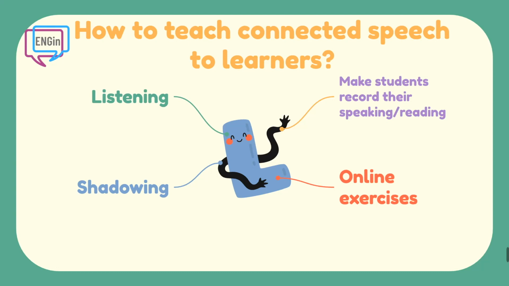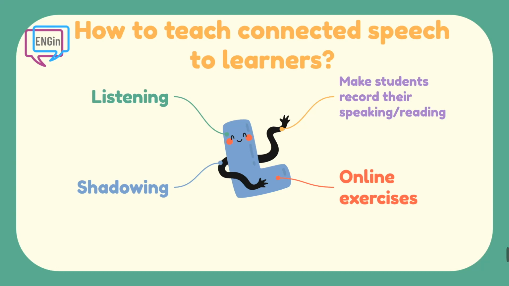So, how do you teach connected speech to your learners? To begin, choose a short audio or video piece or sentence that demonstrates connected speech patterns. Play the clip for your student and ask them to listen carefully to how the words blend together. Then have your student repeat the sentence, imitating the connected speech patterns they heard. Encourage them to pay attention to the linking sounds, reductions, and rhythm. This activity improves students' ability to recognize and reproduce connected speech patterns.